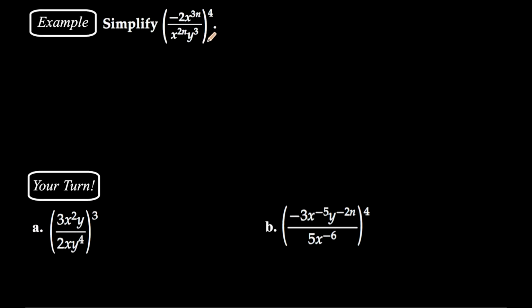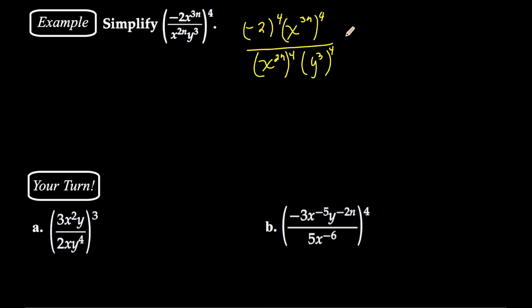All right, this example, we have a fraction and everything is raised to the fourth power. So I'm going to go ahead and write that out. Negative 2 raised to the fourth power. And then I have x to the 3n raised to the fourth power, all over x to the 2n, again raised to the fourth power, and y to the third raised to the fourth power. Okay, so negative 2 raised to the fourth power gives me a positive 16.